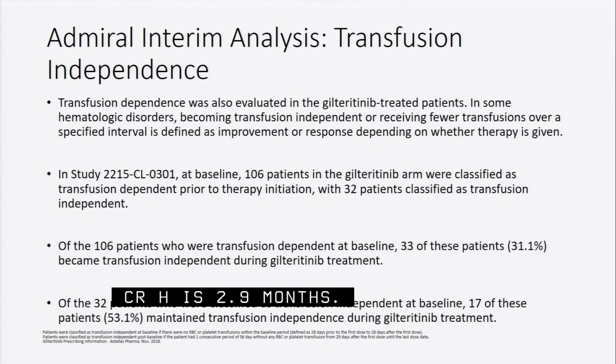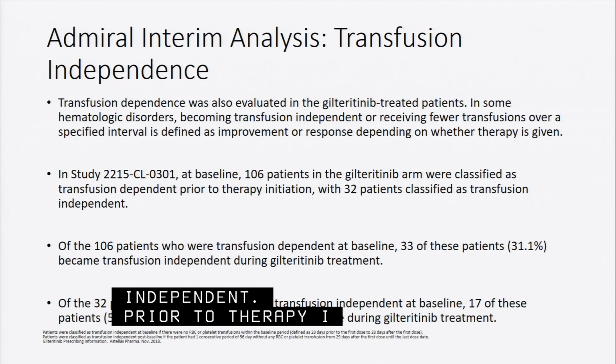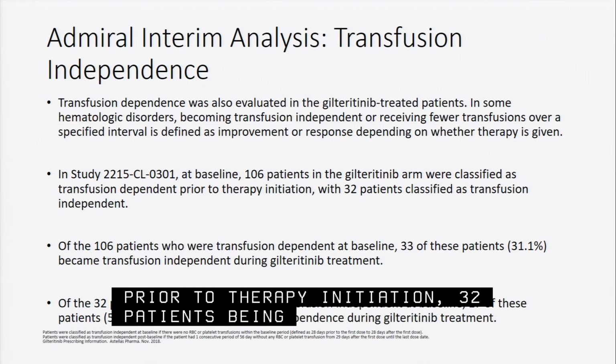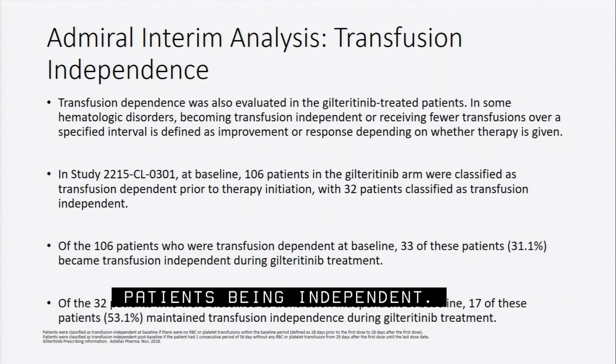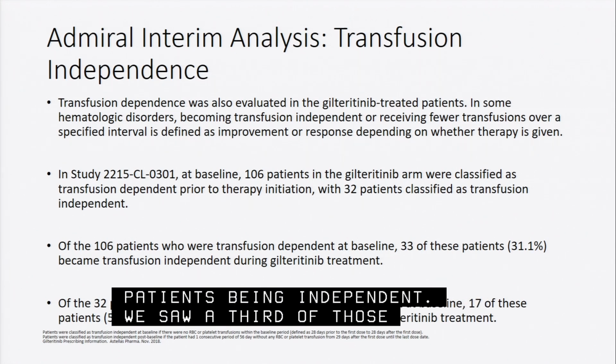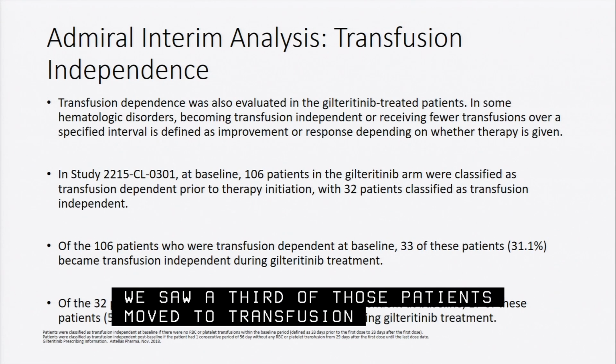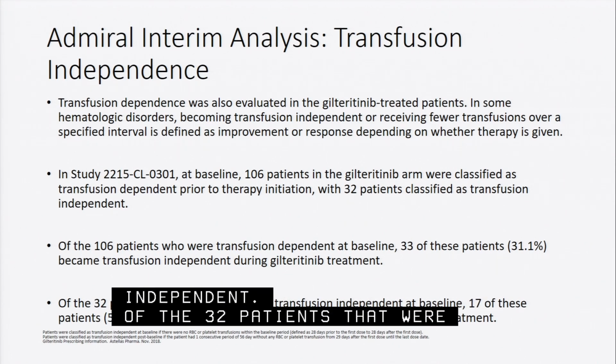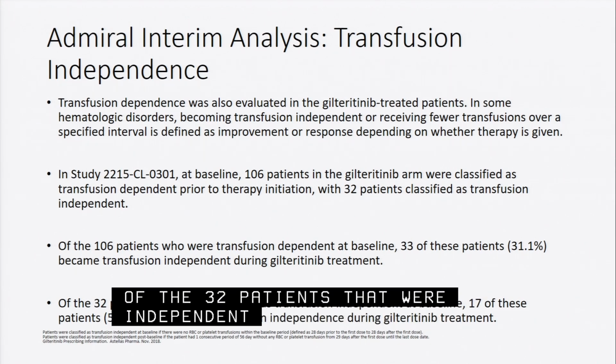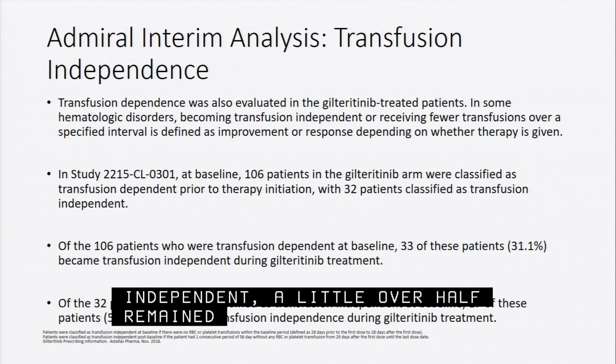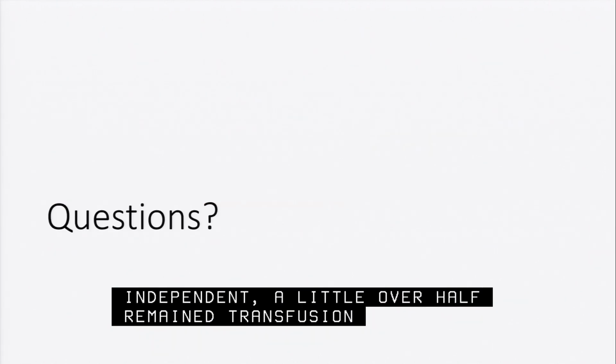Lastly, I'll talk to you about transfusion independence. Again, 106 of the patients were transfusion dependent prior to therapy initiation, with 32 patients being transfusion independent. Of the 106 patients that were transfusion dependent, we actually saw about a third of those patients move to transfusion independence. And of the 32 patients that were transfusion independent at baseline, a little over half of those patients remained transfusion independent. So with that, I'll open it up to questions.